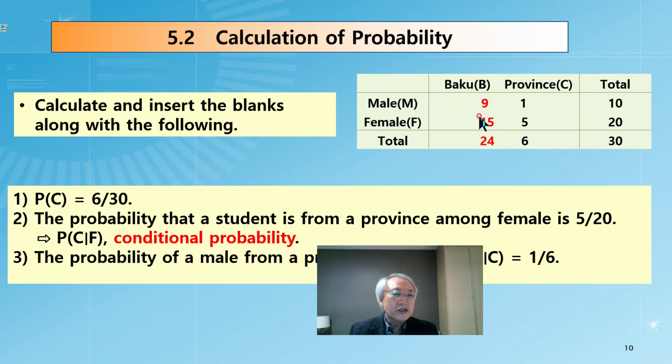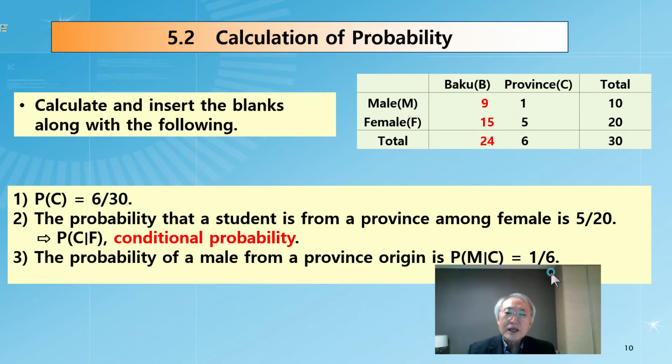Well, this is a detailed calculation of the table. What is the probability he is from the province? We denote it as P(C). It's 6 out of 30.